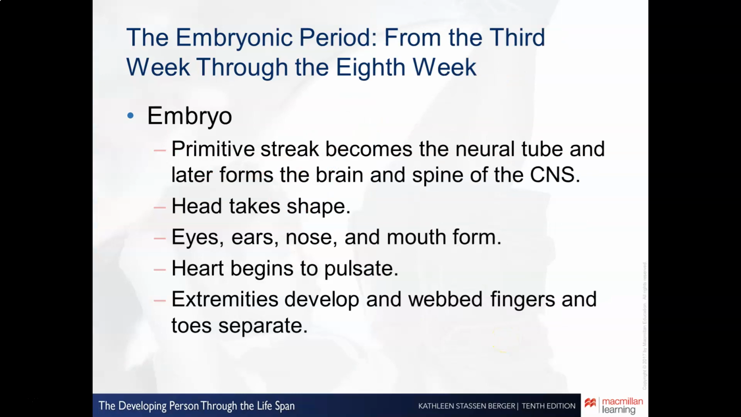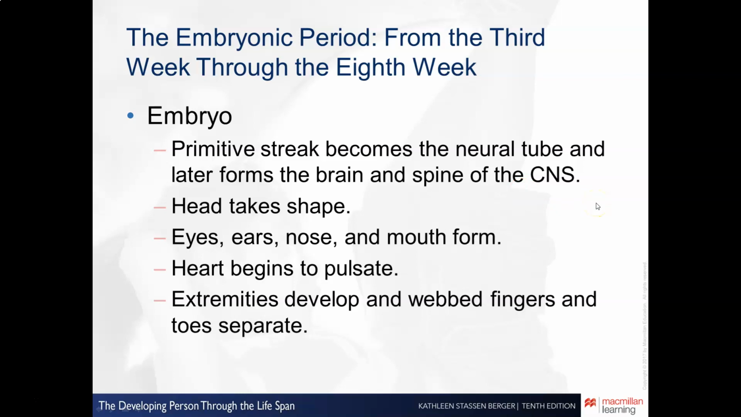Then we'll take a look at the embryonic period. Remember, that's from the 3rd week through the 8th week, and that's when the embryo's neural tube begins to form, and that is the neural tube that actually becomes the brain and the spinal cord. The brain and the spinal cord are known as the central nervous system. Here they just have the CNS to make that shorter, but that's what that refers to.